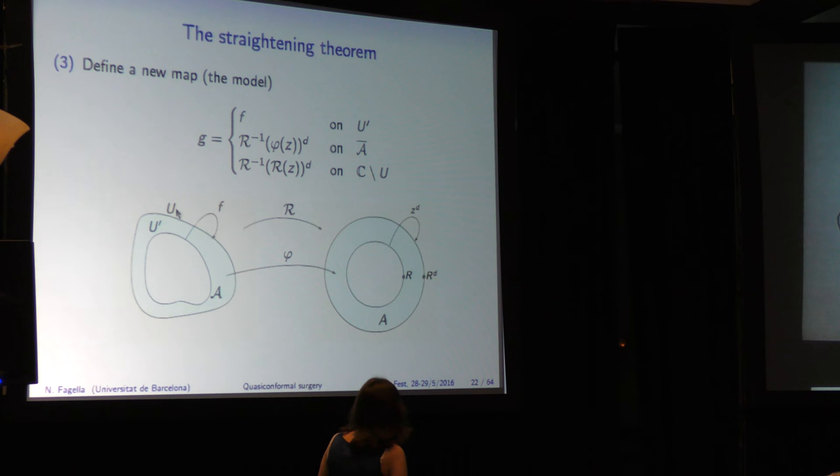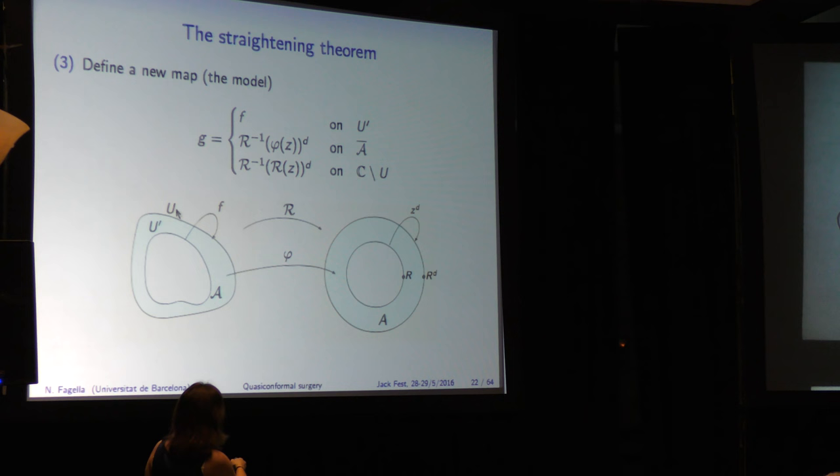And the model will do the following. We will leave f as it was in u prime. We don't touch that. On the annulus, what we do is that we go by this phi that we've manufactured, then we go by z to the d, because remember, polynomials behave like z to the d outside. So this is what we want to glue on the remaining part of the dynamical plane. So we go by phi, we go by z to the d, and then we come back by the Riemann map. That will give us the image of any z in the annulus.